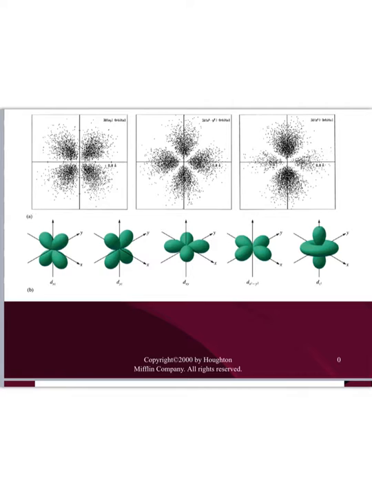So the d orbitals have 5 different orientations in space. 1, 2, 3, 4, 5, okay? 5 different orbitals, and then once again, how many electrons can we fit into each orbital? We can fit 2 electrons into each orbital. So once again, 2 electrons bouncing around in there, 2 bouncing around there, and so on.